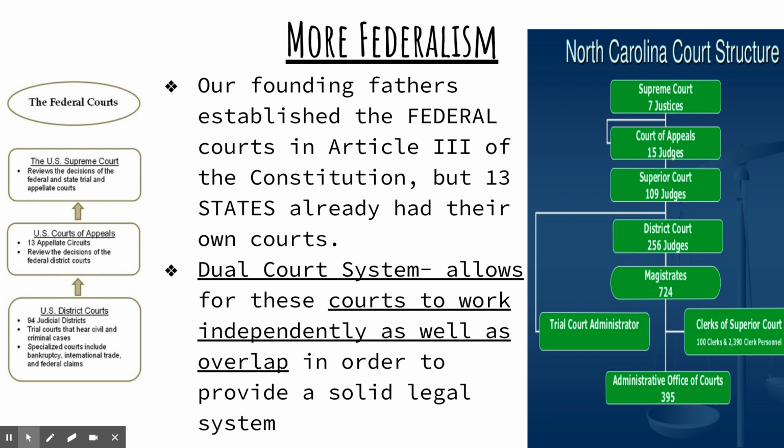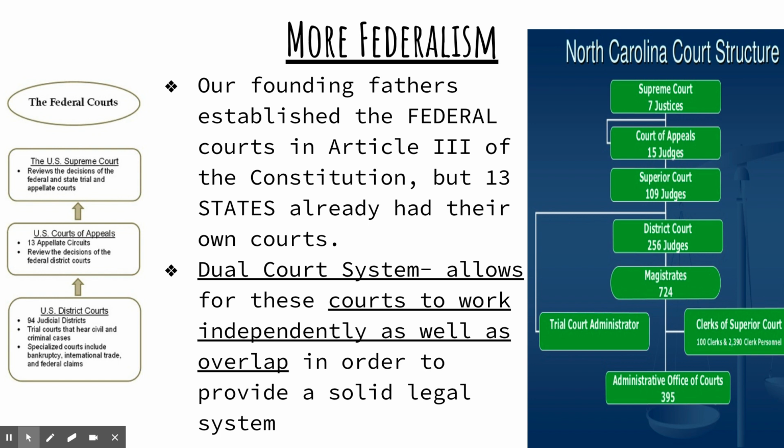So, when we think about how our founding fathers established the federal courts in Article 3, we have to remember that 13 states already had their own courts and were hearing their own cases. So the dual court system allows for those courts to work independently as well as overlap in order to provide a solid legal system.